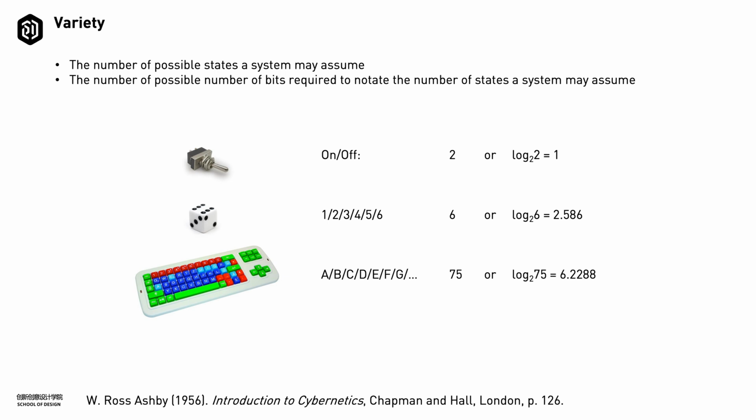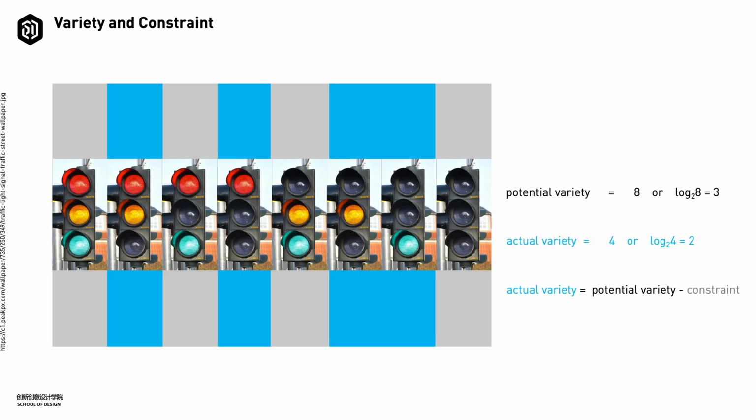But there's something else. There is actually a difference between what he calls potential variety and actual variety. Think about the 3 bits of a traffic light.